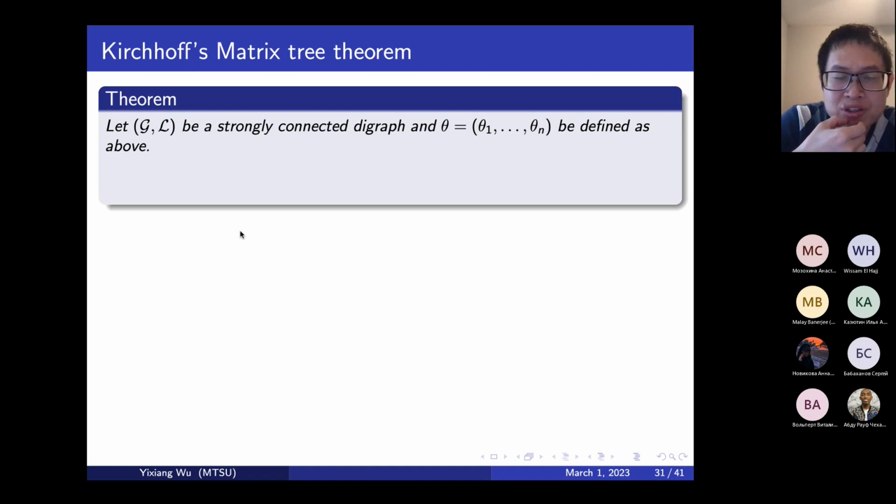To prove the tree cycle identity, well, the tree cycle identity is actually related to something called Kirchhoff's matrix tree theorem. So let's say you have G_L be a strongly connected digraph. Strongly connected really just means L is irreducible.